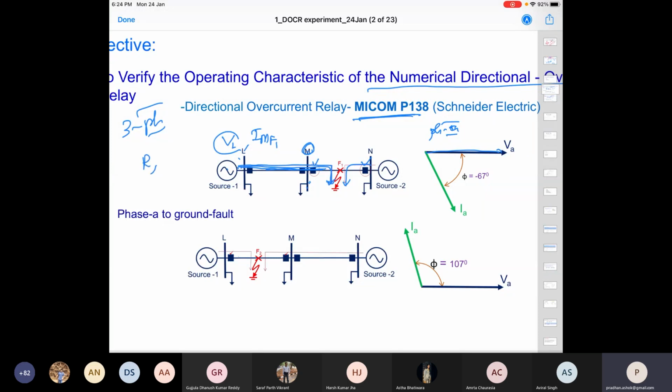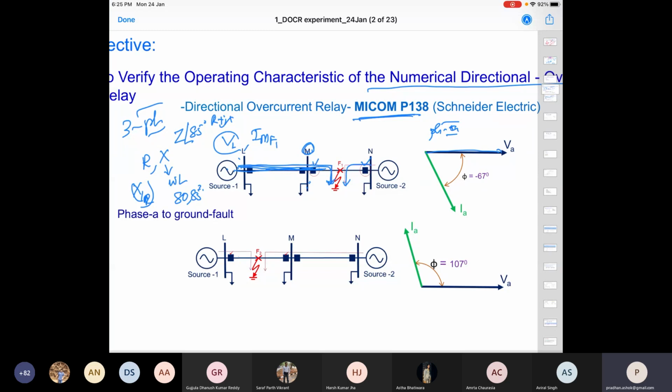The transmission line has a certain R and a certain X. X comes from omega L, the inductance of this line. For a transmission system, the X by R ratio is much higher. For a distribution system, it may be less. This X by R ratio leads to an impedance angle of, say, 80 or 85 degrees for a transmission system, positive, because it is R plus jX. That's the reason the corresponding current will be lagging this voltage.